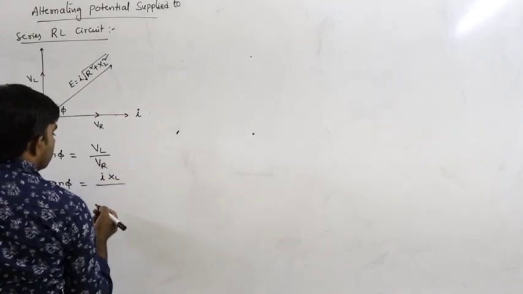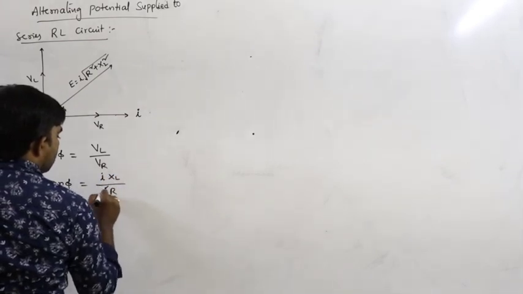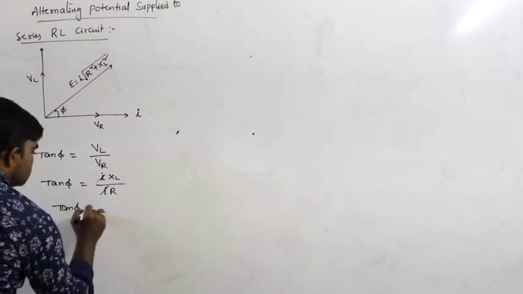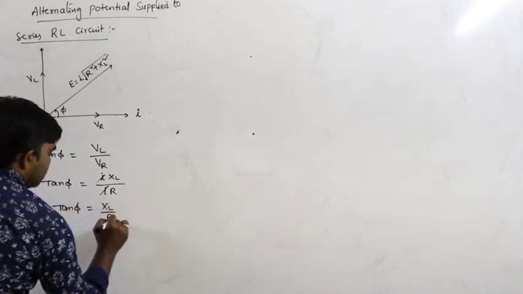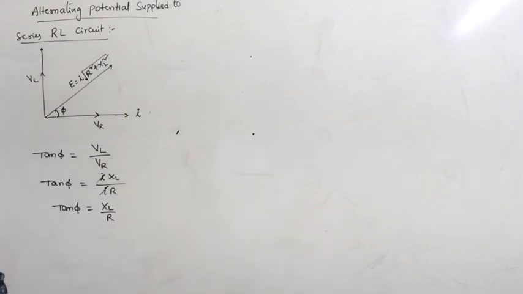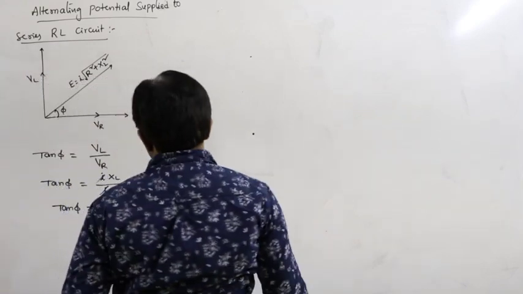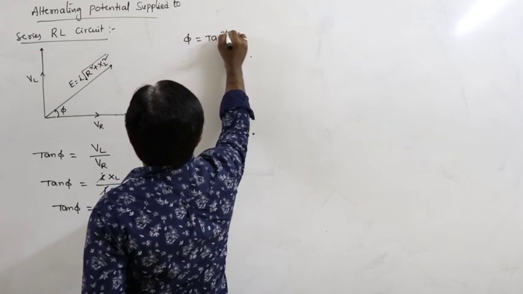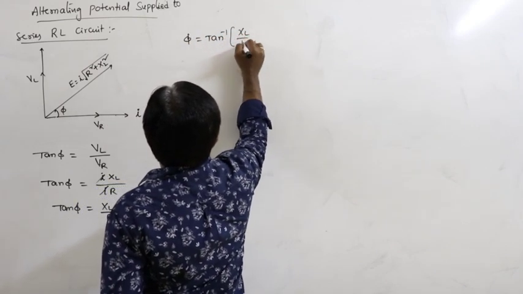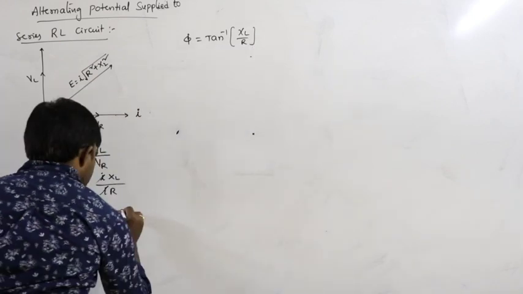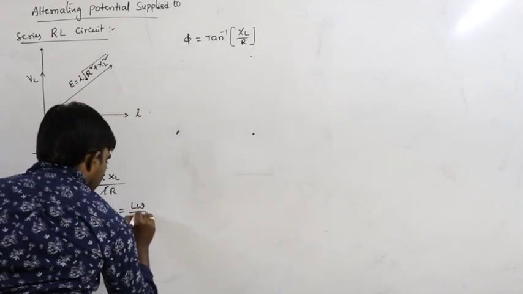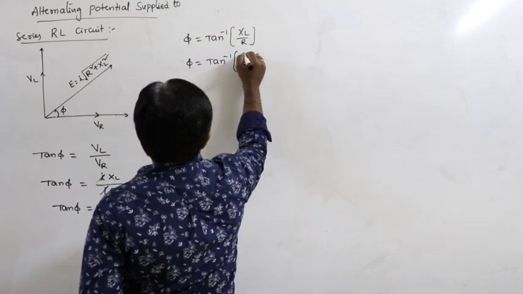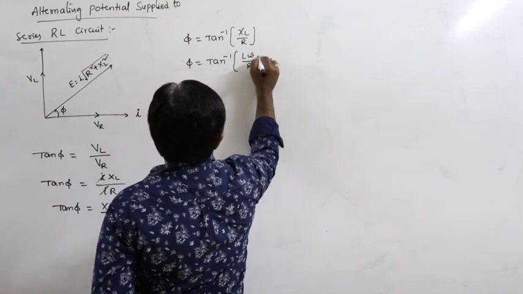IXL. What is VR? IR. I gets cancelled. So tan phi is equal to XL by R. Tan phi is equal to XL by R. So from this, phi is equal to tan inverse XL by R. Here XL can be written as L omega, so phi is equal to tan inverse L omega by R.